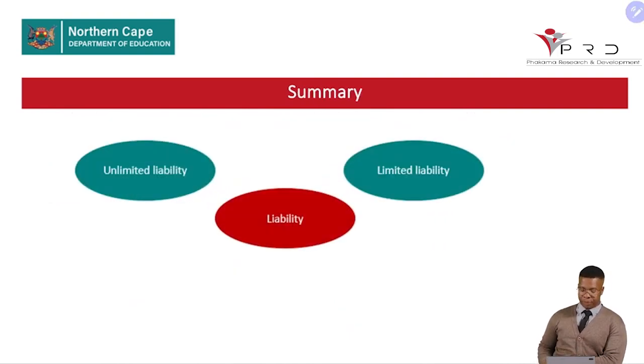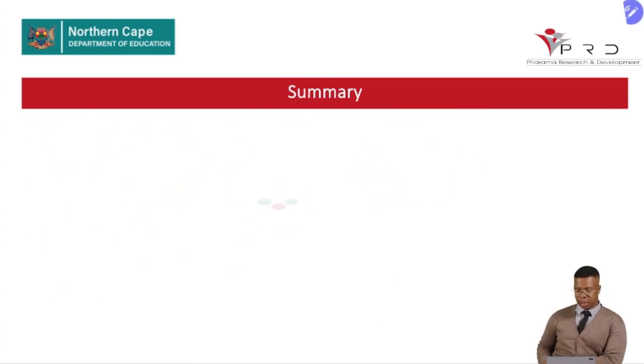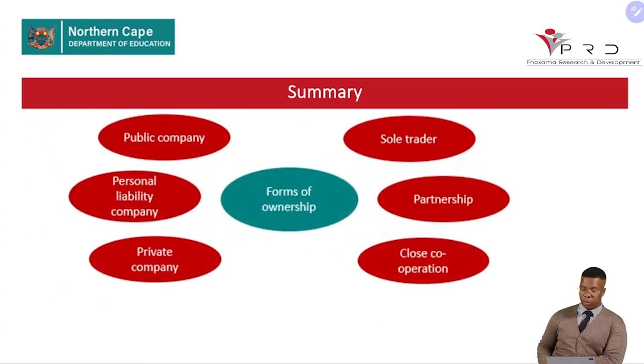Then we looked into liability, limited liability and unlimited. We also looked into the forms of ownership, explained the meaning, gave characteristics, and also provided positives and negatives. We looked into sole traders, partnership, close corporation, private company, personal liability company, together with public company.